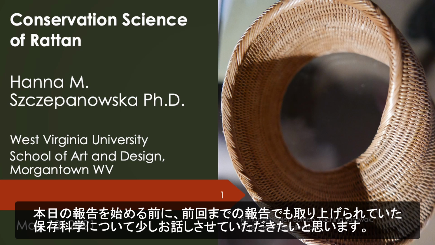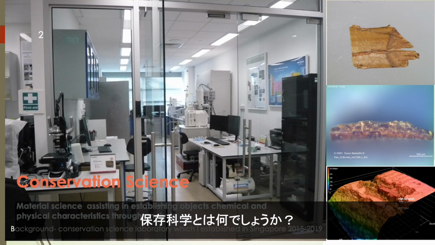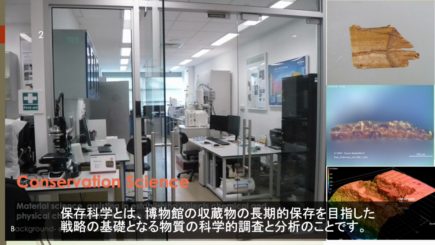Before I introduce the main topic of today's presentation, which is Conservation Science of Rattan, I would like to say a few words about conservation science, especially because this topic was brought up during previous lectures. So, what is conservation science? It refers to materials investigation and analysis, aiming to lay the foundation for design of preservation strategies for museum objects.